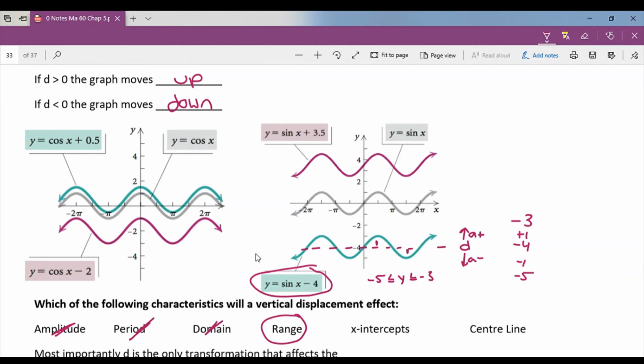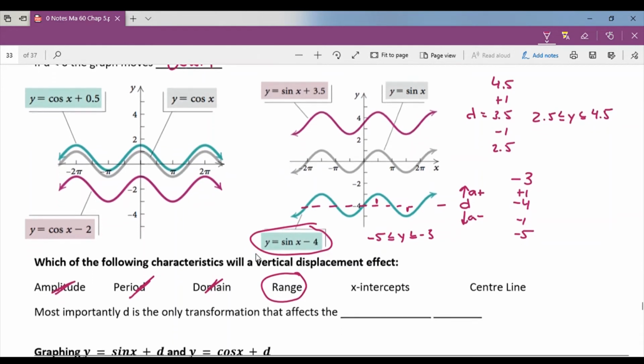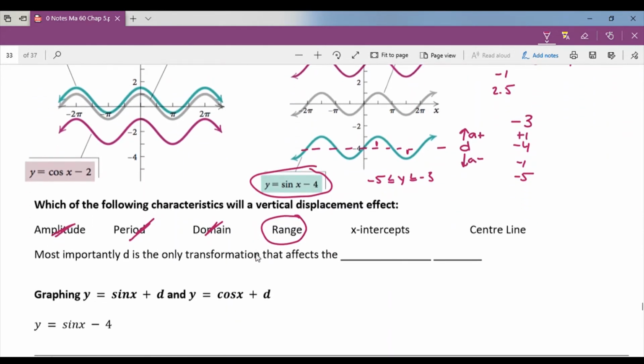So now let's look at this one. If my D value is 3.5, I go up 1 from there to 4.5, and I go down 1 from there to 2.5. So my range of this guy would be 2.5 to 4.5. And so we can find the range simply by knowing the amplitude and the displacement. So most importantly, D is the only transformation that affects, oh sorry, I should finish this off. Did it affect your x-intercepts? Yes, everything affects x-intercepts, but it affects that center line, right?